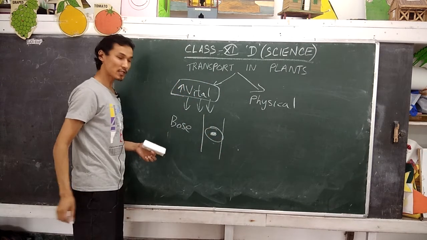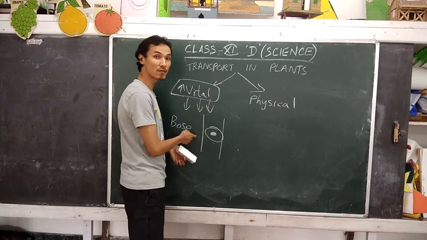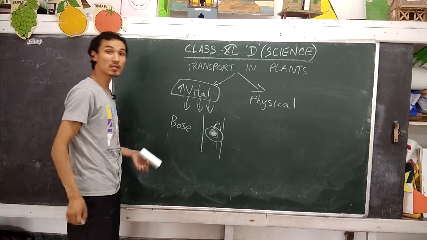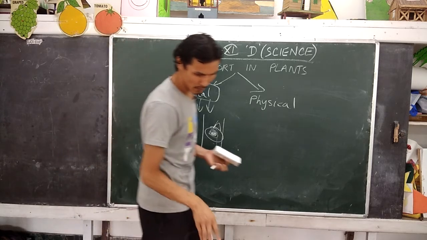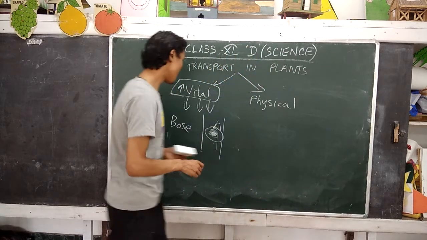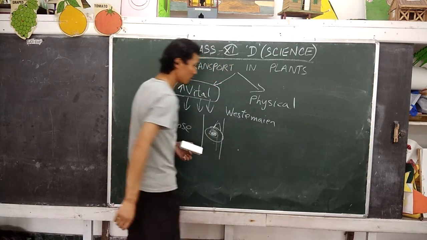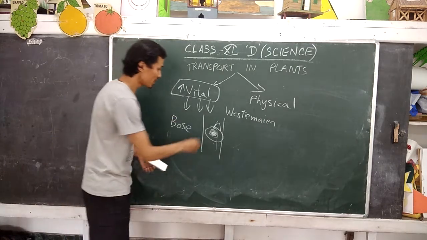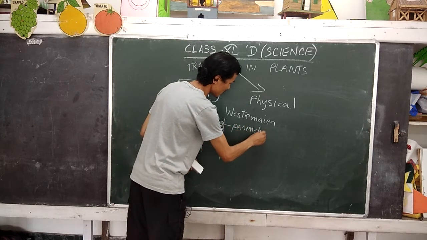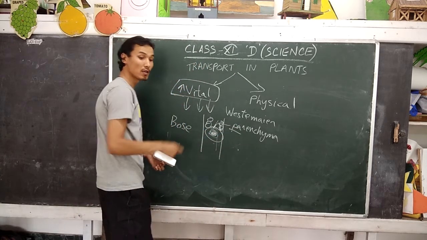deep within the cortex of the stem there are pulses. These pulses can either be expansion or relaxation of the cell. And due to these expansion and relaxation of the cell, water can move through the xylem vessels. Another scientist, Westermeyer, also believed that the movement of water through the xylem is due to the parenchyma cells surrounding the xylem. So again, parenchyma are the living cells, hence they belong to the vital theories.